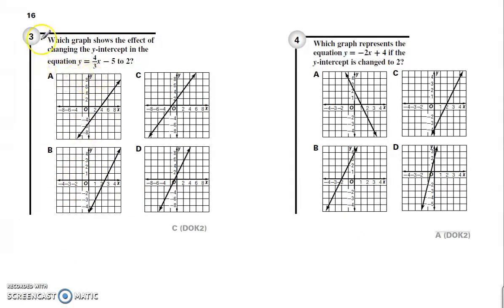All right, page 16, number 3. The effect of changing the y-intercept. So you notice it's very important that you know what the slope is, what the y-intercept is. Y-intercept is the 5. We're changing that to 2. So y equals 4/3 x plus 2. That means we're now going through 2.